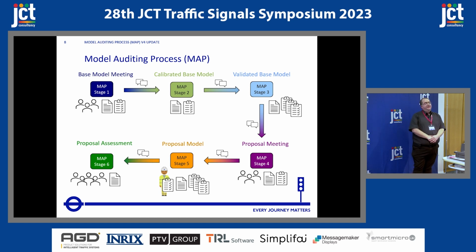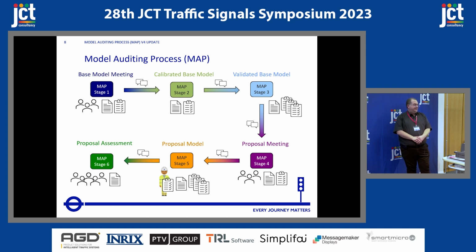Stages 2 and 3 go through development of the base model. So there's an early check at stage 2 to find any issues at an early stage when they're easy to correct, rather than letting them exist until later stages of modelling. There is a check sheet for each MAP stage, which needs to be signed off by the model auditing engineer. So you can't progress to the next MAP stage until the previous one's been signed off.